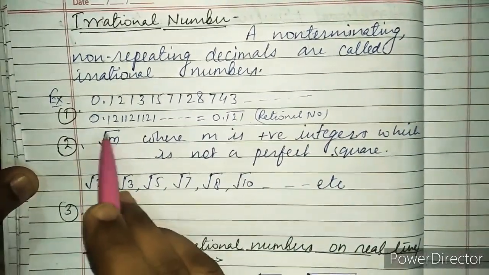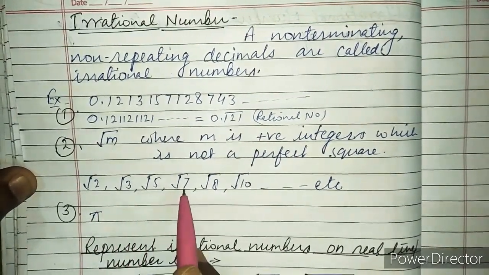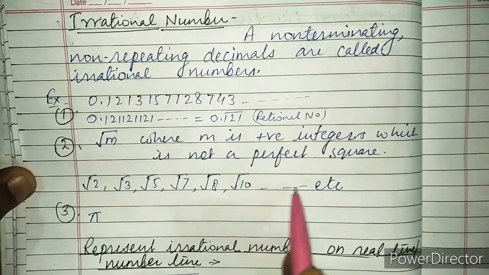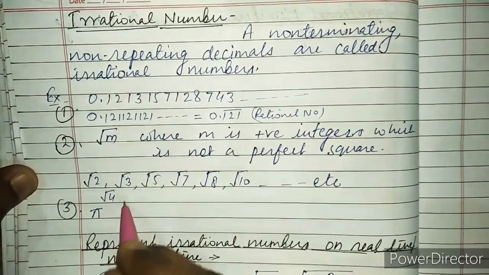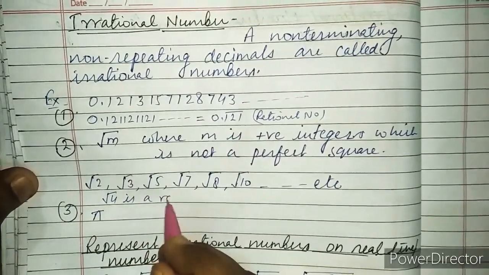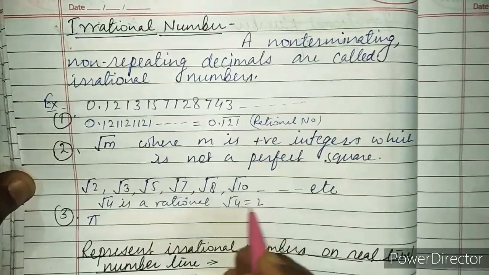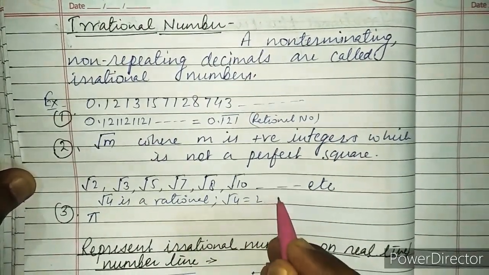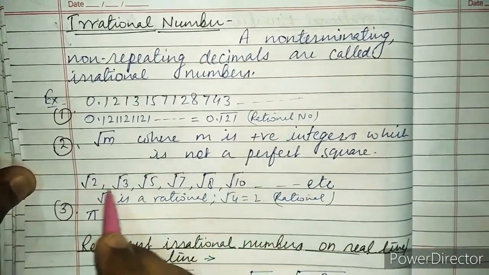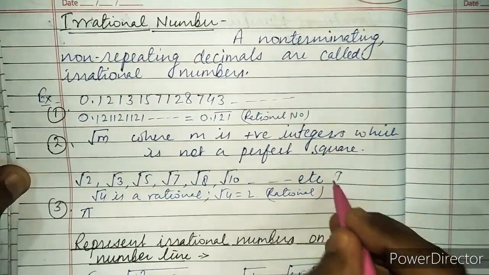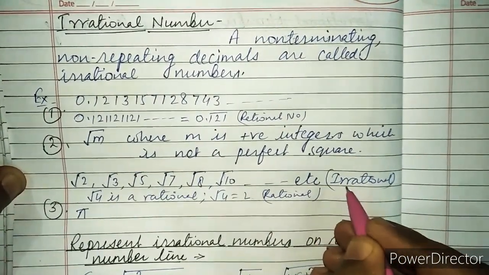So under root m will include root 2, root 3, root 5, root 7, root 8, root 10 and so on. Root 4 is not included. Under root 4 is a rational number because under root 4 can be written as 2. So 2 is a rational number, right? So this is a rational number, but all these other numbers are irrational.